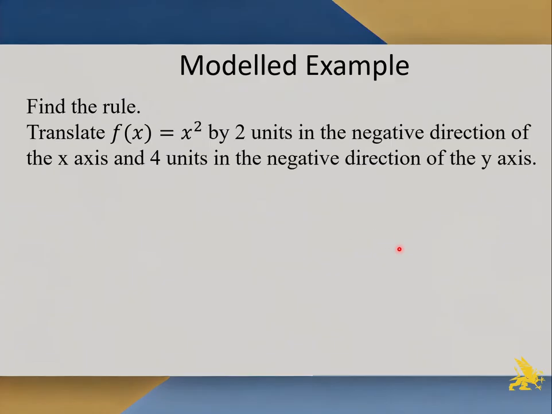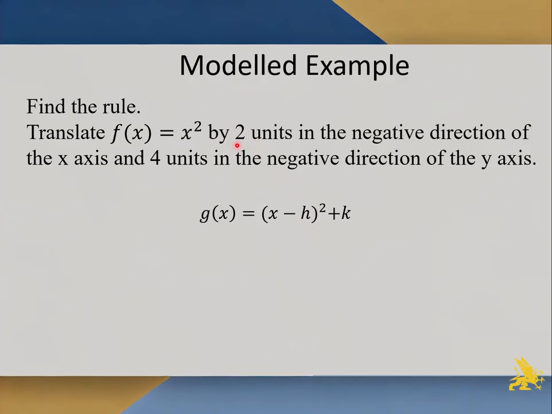If I look at the next question, we're going to translate f of x is equal to x squared by 2 units in the negative direction of the x-axis and 4 units in the negative direction of the y-axis. So I'm going to start off with my basic graph with h and k. H is talking about my horizontal shift, and that's 2.